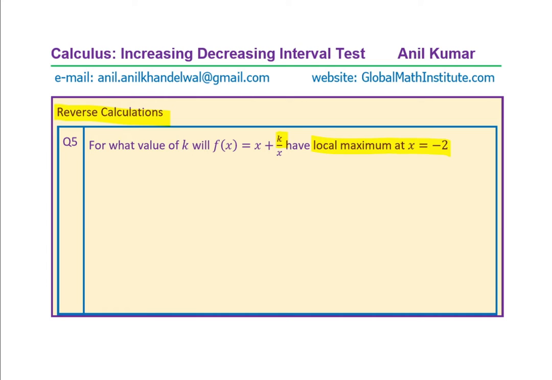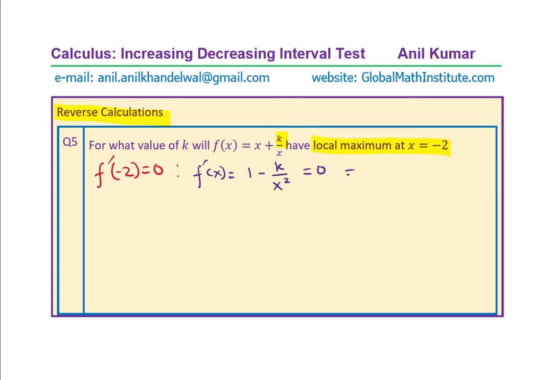Next question, question number 5. For what value of k will this function have local maximum at x equals minus 2? So that really means that the derivative should be 0. That is the first case, right? At minus 2 should be 0. So let's find the derivative first. Okay. So the derivative of this function is what? It is 1 minus k over x square. Now, derivative should be 0. Let's equate it to 0 and then solve for it.